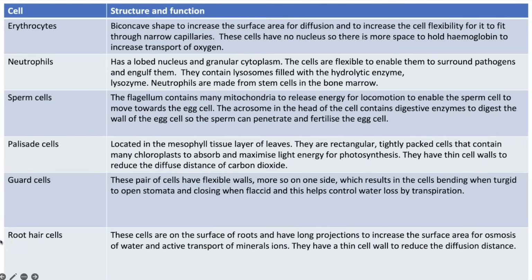Now I've added this into the 2025 video because you do actually also need to know about root hair cells. So these are added in here. So these are cells on the surface of the roots, and they have long projections to increase the surface area for osmosis of water and also the active transport of mineral ions from the soil. They have a thin cell wall due to diffusion distance.